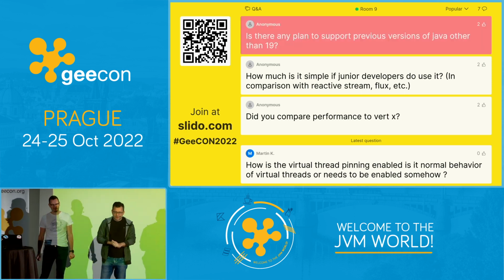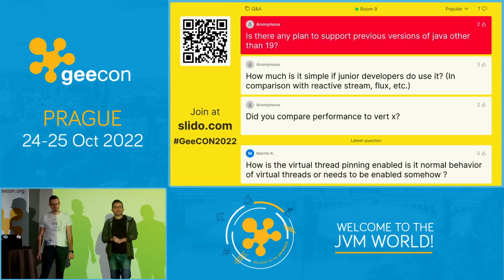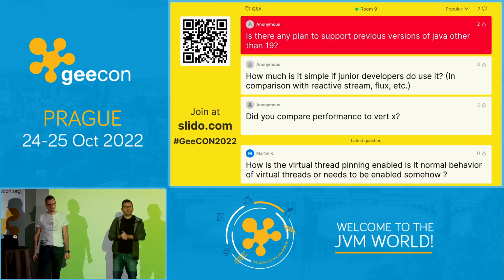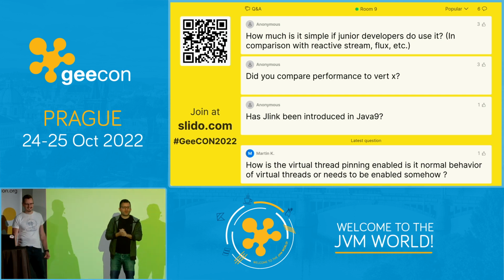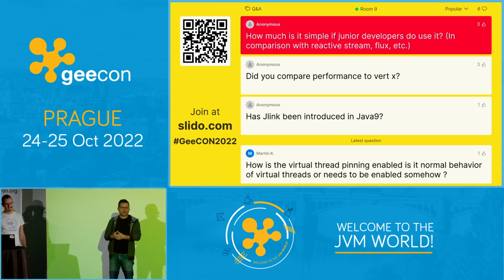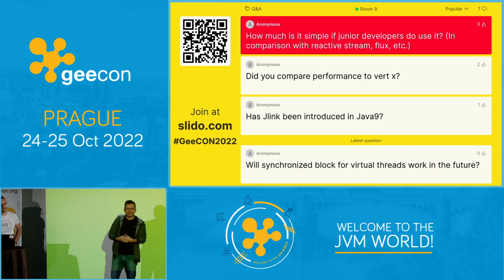Is there any plan to support previous versions? We cannot. We cannot support previous versions of Java with Helidon Nima. And it won't be even Java 19, right? Because Helidon Nima requires virtual threads, and virtual threads are only available since Java 19.